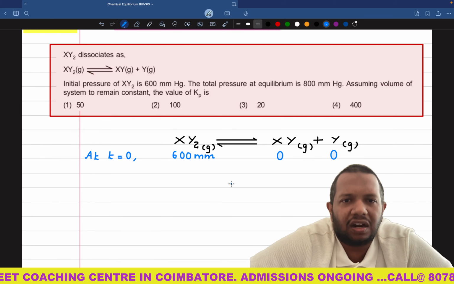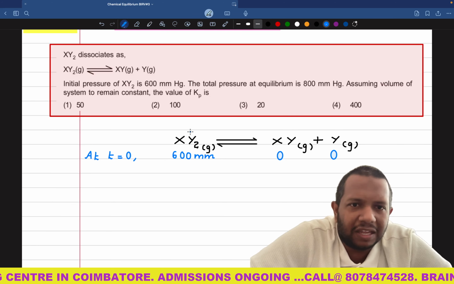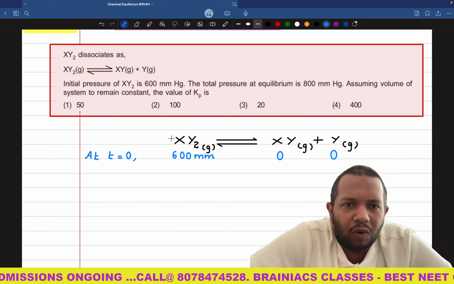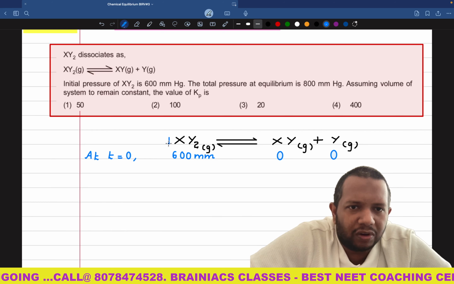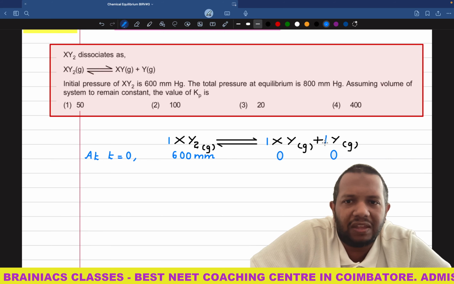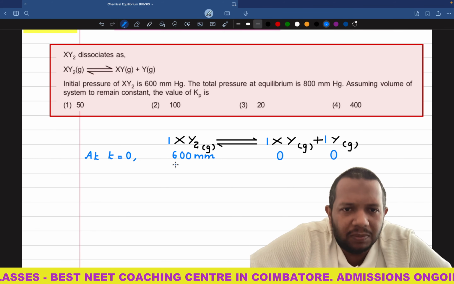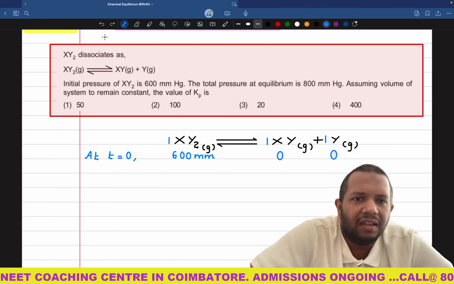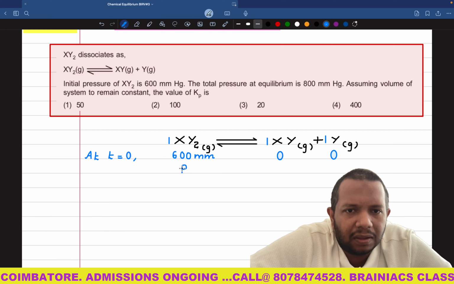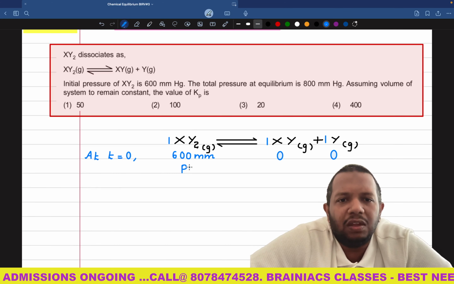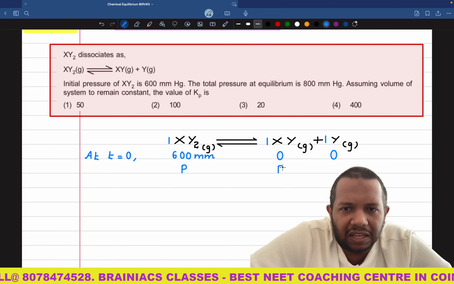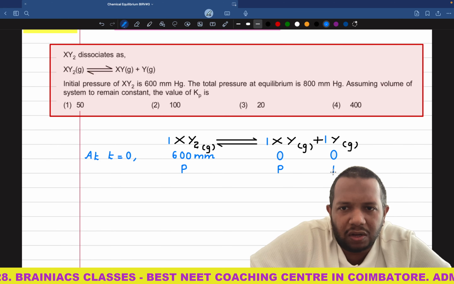When the reaction has started, let us assume some of the xy2 has converted to xy and y. So let me say 1 unit of xy2, on reaction, gets converted to 1 unit of xy and 1 unit of y. Correct? So let me say P unit, pressure is P. xy2 pressure P unit has changed to xy. So it will create 1 unit of pressure here and 1 unit of pressure here.